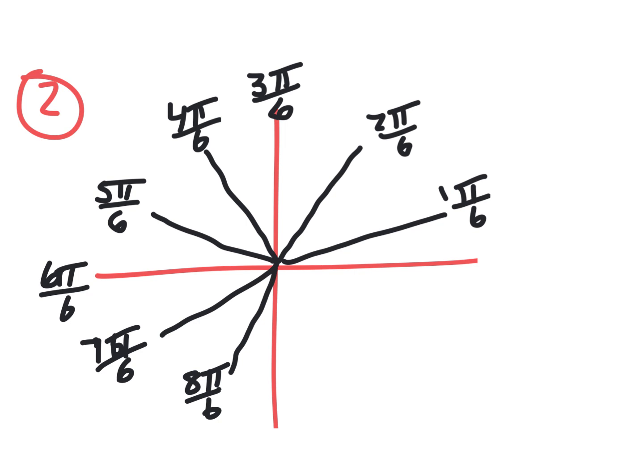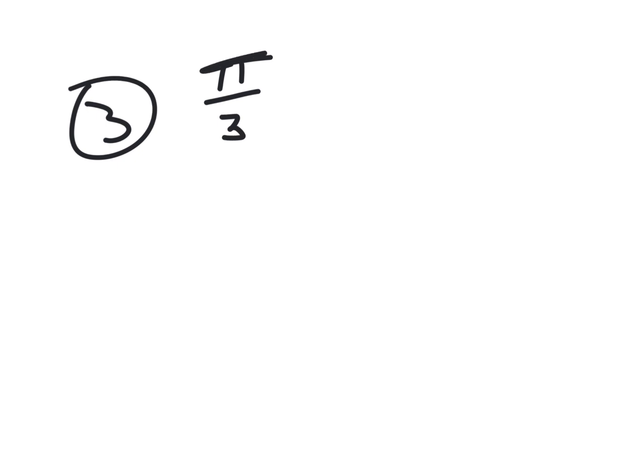Do number 3. If you don't know where pi over 3 is, for number 3, I know where it is, of course, but I'm just going to remind you how to find it. Pi over 3, pi is like 180. If you get stuck, just ask, what's 180 divided by 3? That's 60. Oh, so pi over 3 is really 60s. Yup, that's what pi over 3 are. They're like 60s.